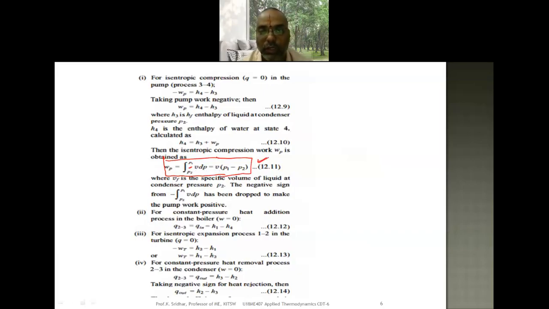How can you find out the work? So V into (P1 minus P2) is the formula which is used to find out how much work is needed to drive the pump. And here you can see the turbine work is equivalent to H1 minus H2, and the heat supplied to the boiler is H1 minus H4, and the heat rejected from the condenser is H2 minus H3.